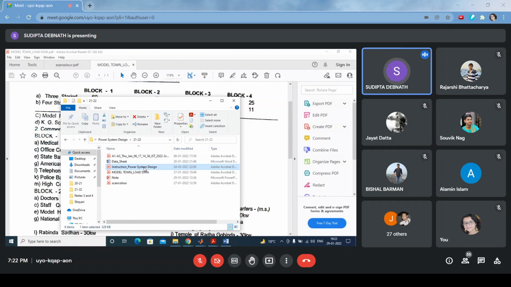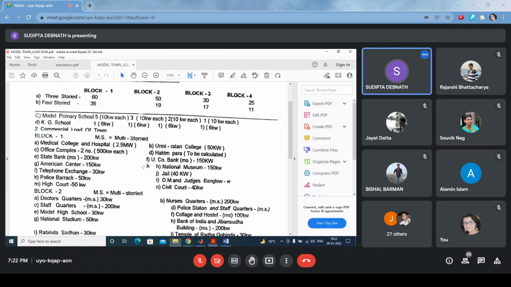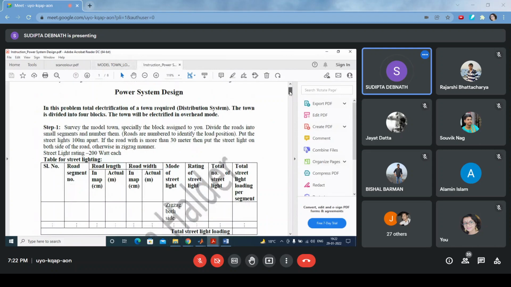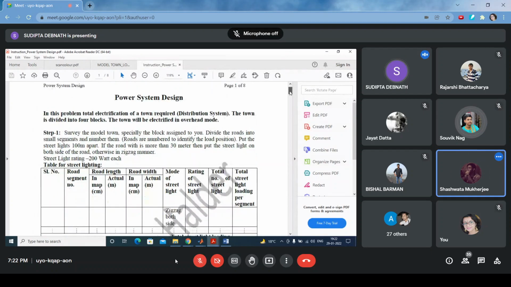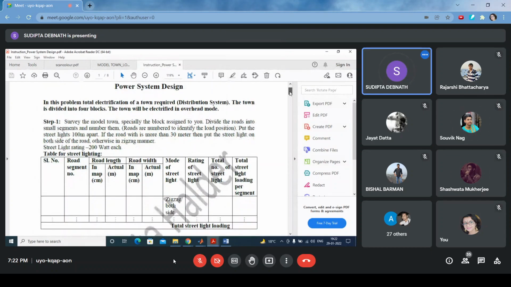This is one instruction sheet that I will provide you today only. I don't know whether you have received. Have you received this instruction sheet? No, ma'am. Okay, ma'am. I will just forward this one.